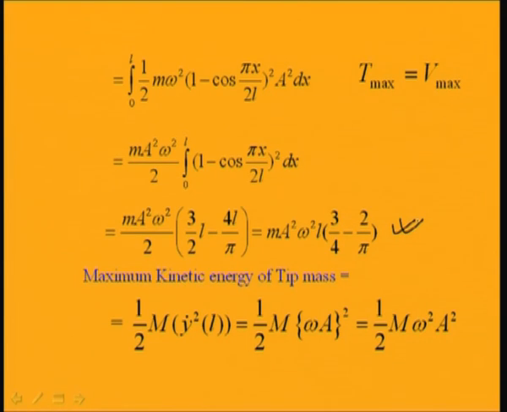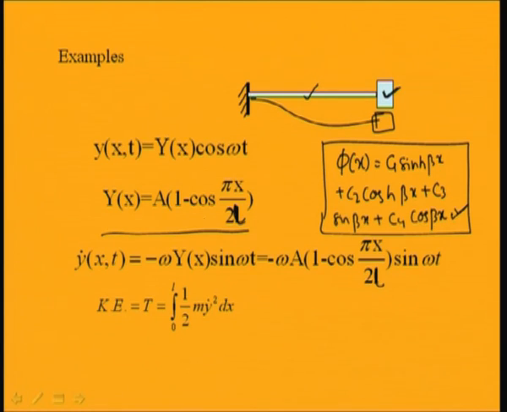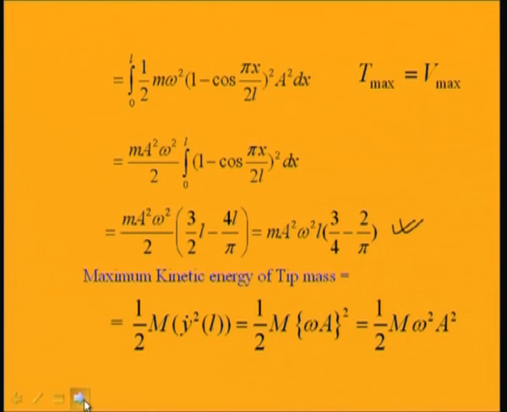Similarly, we can find the maximum kinetic energy at the tip mass. At the tip of the mass, we have to find the velocity, and half into mass into velocity square will give you the kinetic energy at this tip, and we can find the maximum kinetic energy. The maximum velocity at the end will be equal to a omega, as this part will be equal to 1.